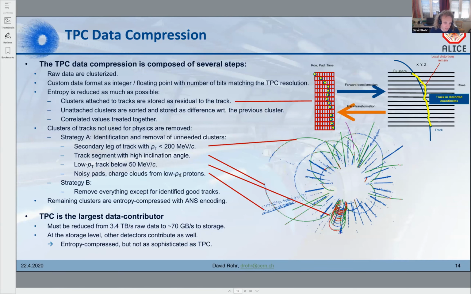And then the final step is entropy compression of the clusters using ANS encoding. Just to give you the order of magnitude, the idea is that we reduce the TPC data size from the 3.4 terabyte that comes in raw data to 70 gigabytes that goes to storage using these algorithms. And we use also compression for other detectors, but not as sophisticated because they're simply not so much contribution to the total data.